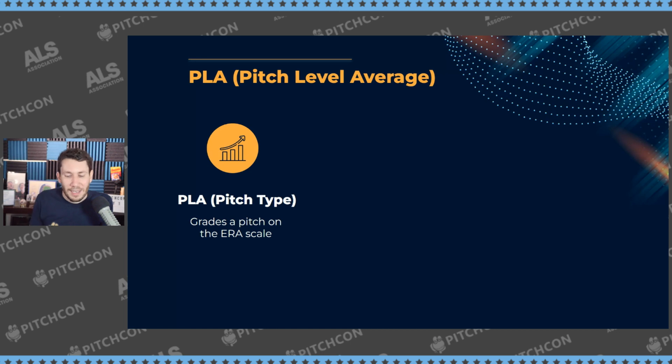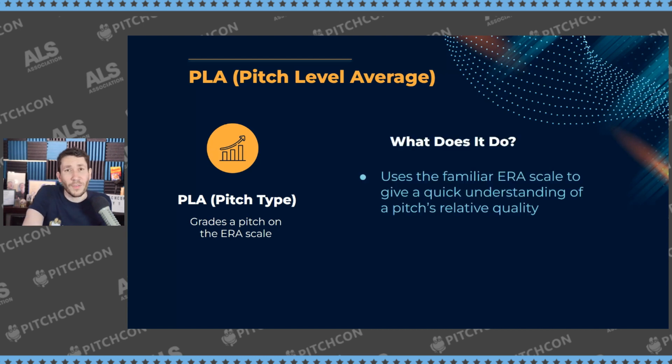And what we realized is instead of giving you just a new number to learn, we decided, you know what, we're going to use a familiar ERA scale. We're going to use that and quickly translate to everybody how good this pitch is. And this is not an ERA estimator when we look at it at pitch type. We're not saying that if he just throws changeups for the entire game, this is what his ERA is. We're not doing that. Obviously we can't.